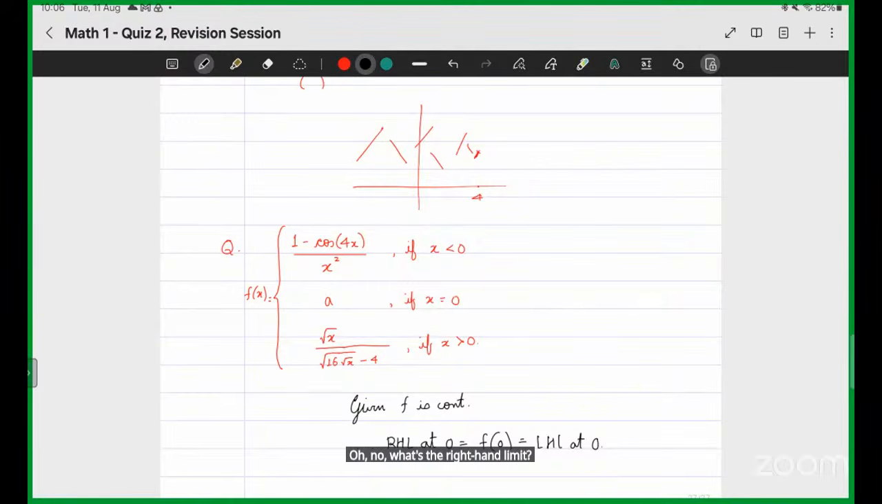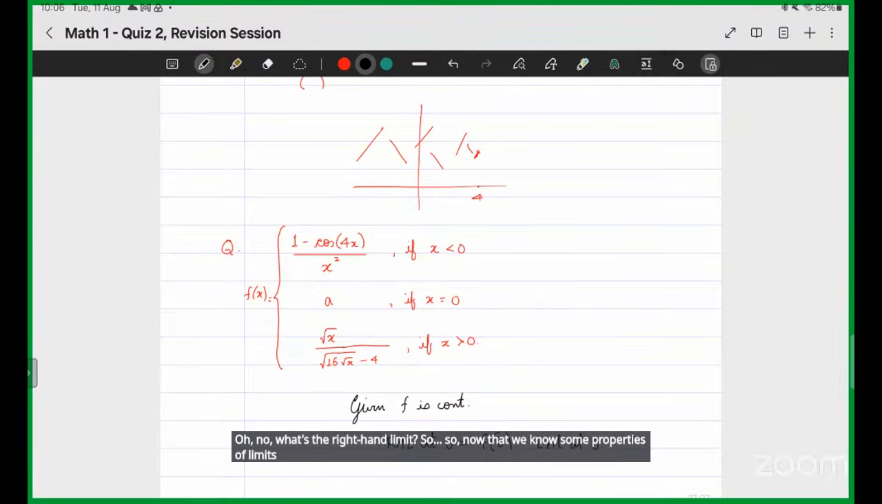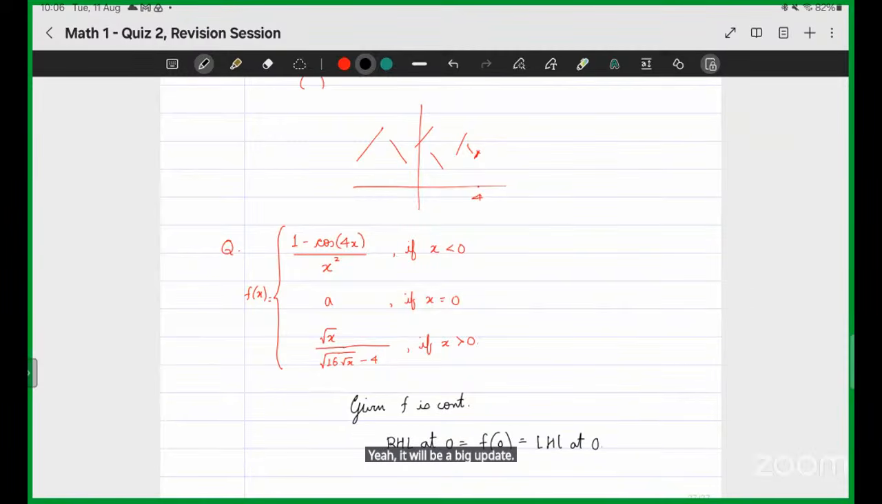So now that we know some properties of limits, how would you compute the right hand limit for this function? This goes to 0, right? This part goes to 0. So you'll just have -4 in the denominator, and this is 0 anyway. So the right hand limit is 0 from what I can see.